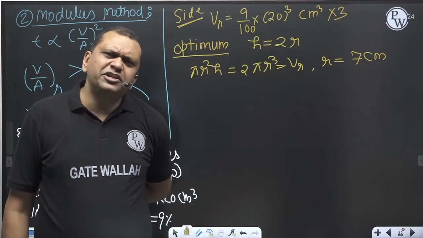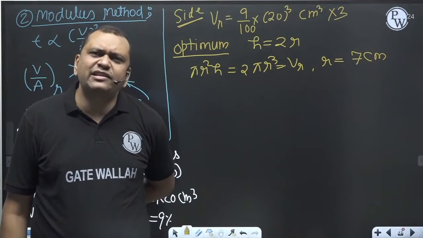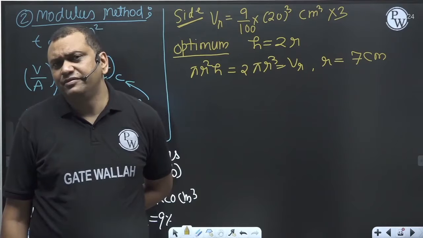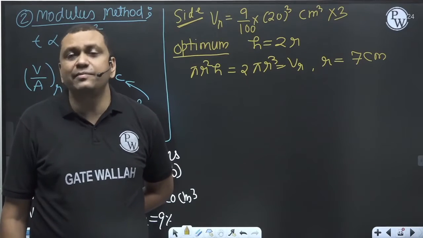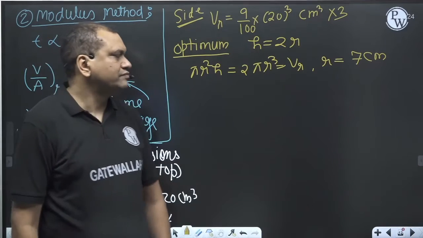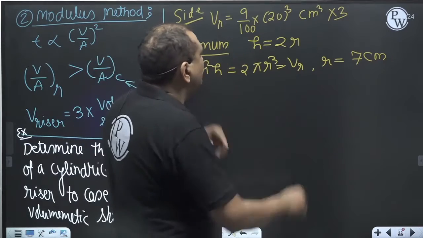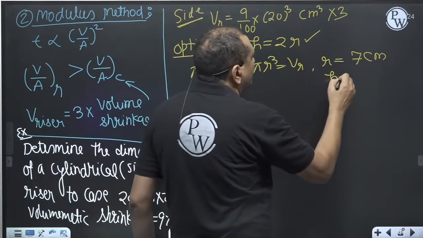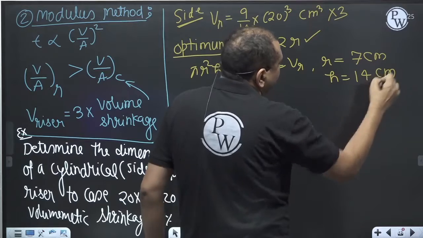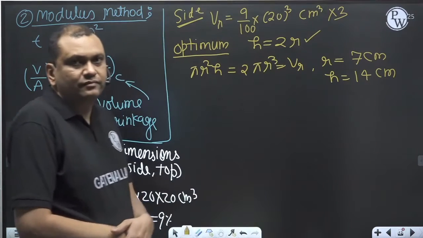When the volumetric shrinkage is given to you, indirectly the examiner is telling you to apply the modulus method. So if R is 7, H will be 14 centimeter.